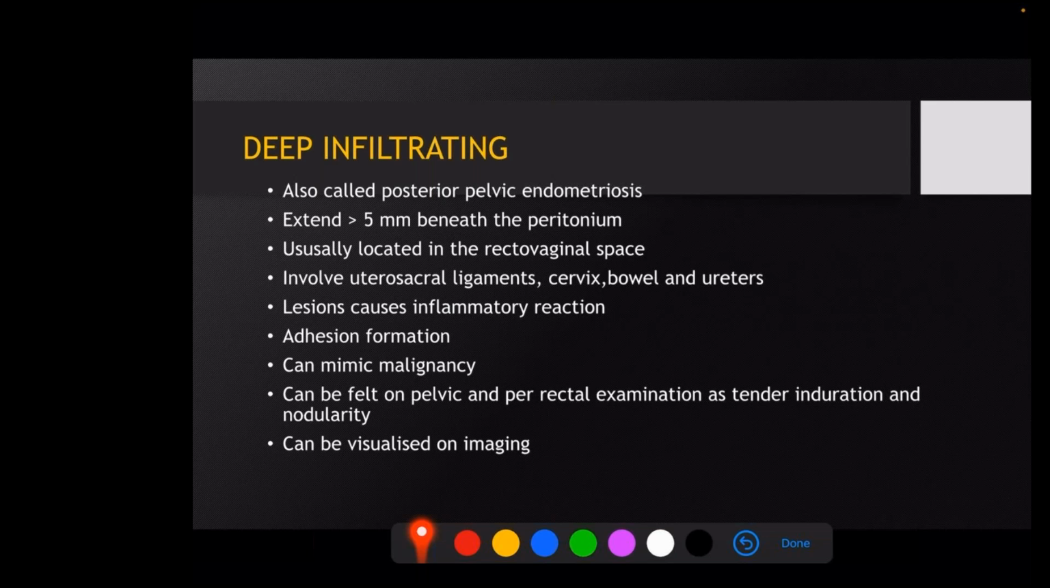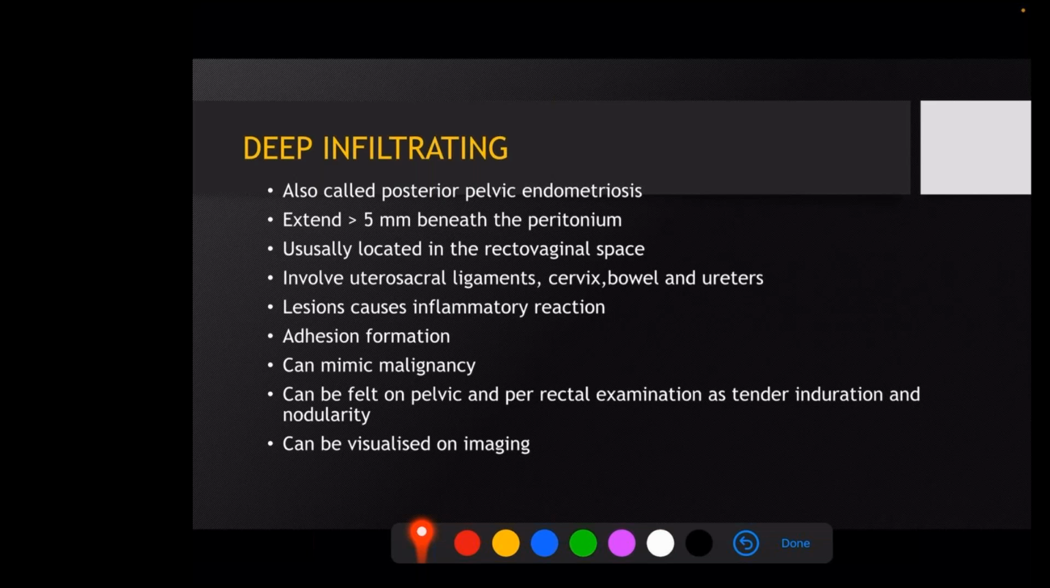Here, the lesion can be felt on pelvic or perirectal examination as tender indurations. Induration means hardening; you can palpate tender hardening and nodularity, or small nodules. Then they can be visualized on imaging, but the extent, how deep it is, cannot be assessed at laparoscopy.